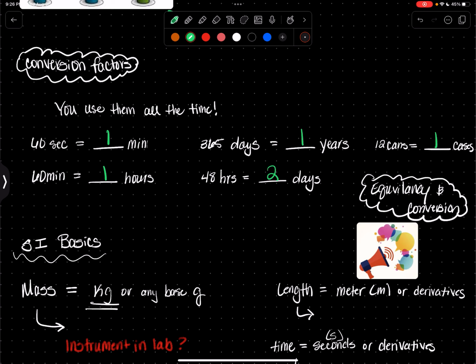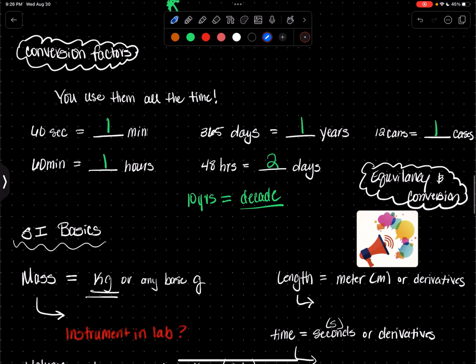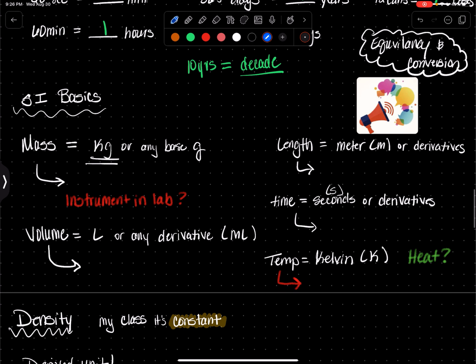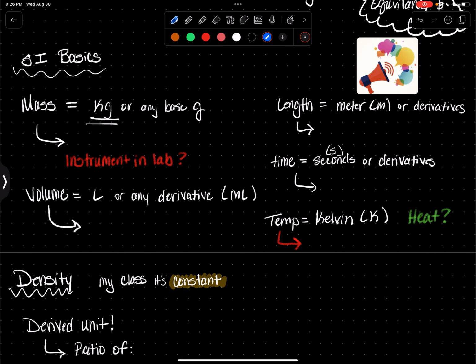Like, oh my goodness, I haven't seen you in 10 years. I can also say, oh my goodness, I haven't seen you in a decade. They're talking about the same thing. So their equivalence matters. Let's keep it pushing. And that's because we can communicate with each other, be talking about the same thing, and make accurate comparisons. And a crash course on the SI basics.